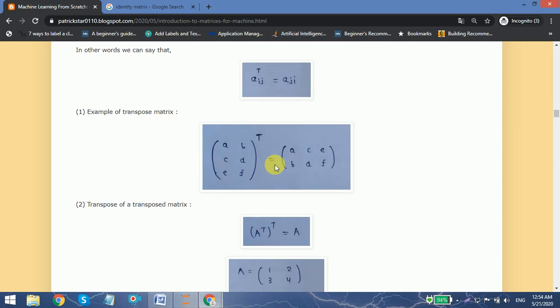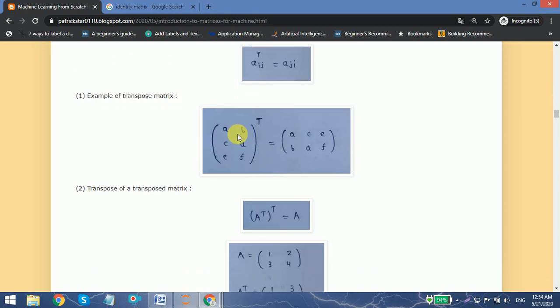Now here is an example of a transpose matrix. So the rows are basically converted to columns. So here is the row, so here is the column 1, then CD is the second row, then CD is the second column, and EF is the third row, then EF is the third column.